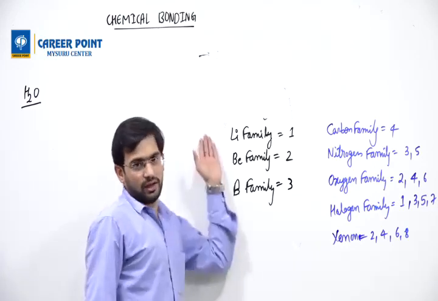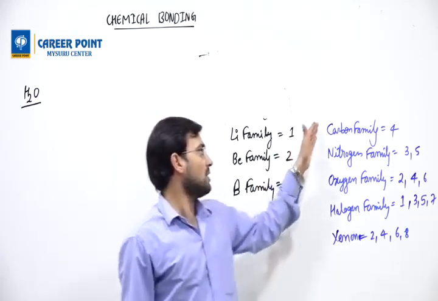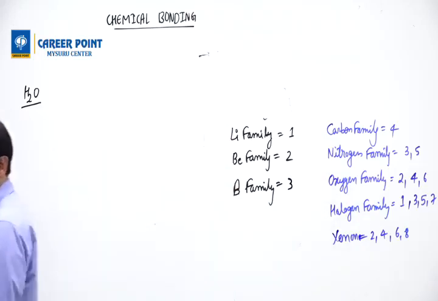Electrovalency is the black one, okay? Electrovalency is the black one, covalency is the blue one. Hydrogen atom is bonded to oxygen. Both, how they are bonded? Can you write? How they are bonded?